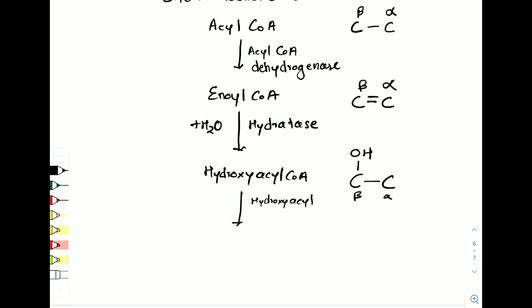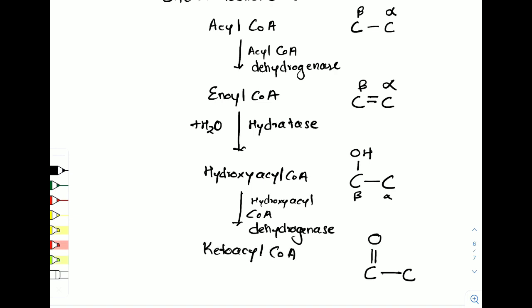And since it acts on a hydroxyacyl CoA, we call it hydroxyacyl CoA dehydrogenase. This results in the removal of hydrogen and the formation of a ketone group at the beta position, so it is known as ketoacyl CoA. And lastly, on the ketoacyl CoA, the thiolase enzyme acts, which results in the formation of an acyl CoA that is 2 carbons less when compared to the original compound.